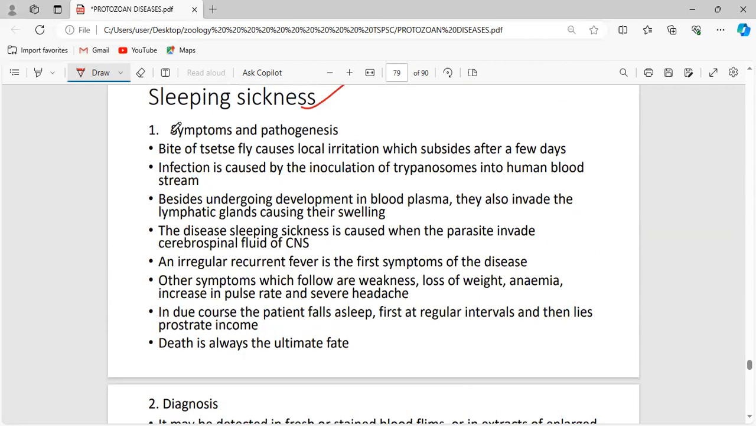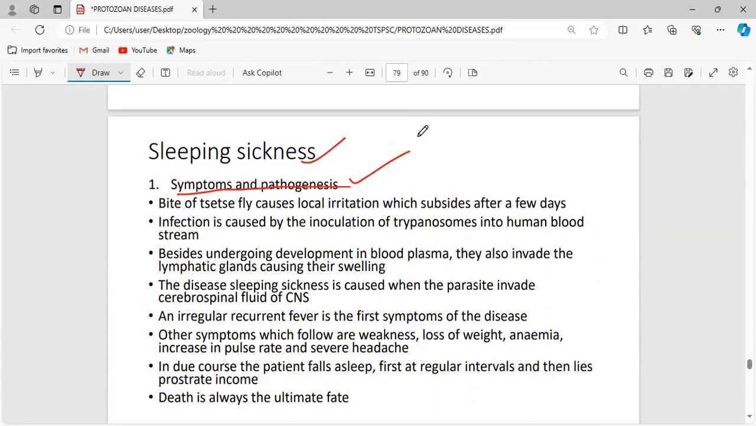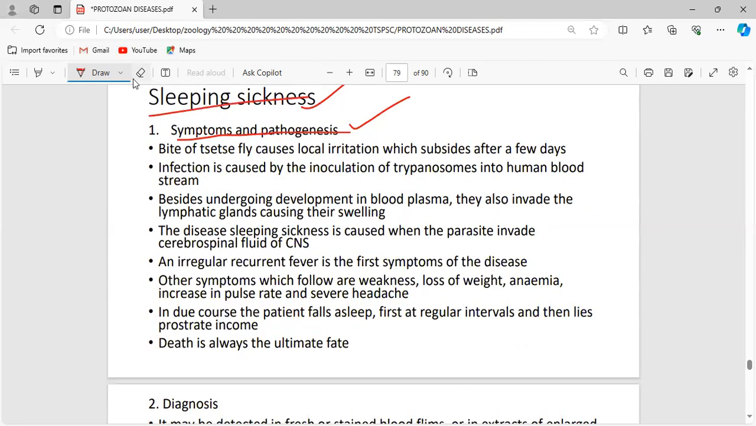Sleeping sickness: symptoms and the pathogenesis. What are all the symptoms they are going to cause in sleeping sickness? And the question asked here is, what is the name of the disease caused by Trypanosoma gambiense? You have to remember that the disease caused by this parasite is sleeping sickness.